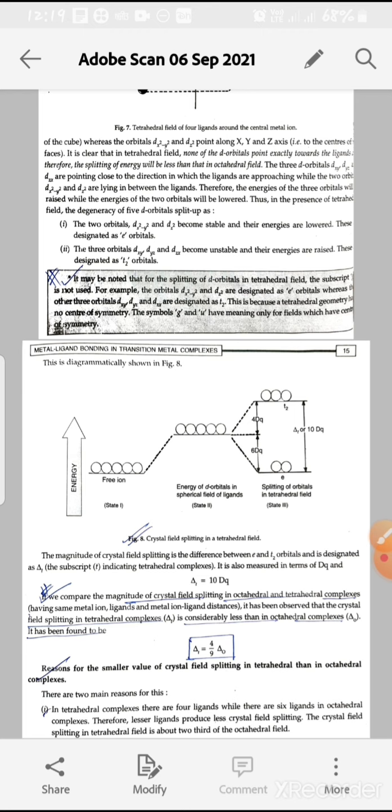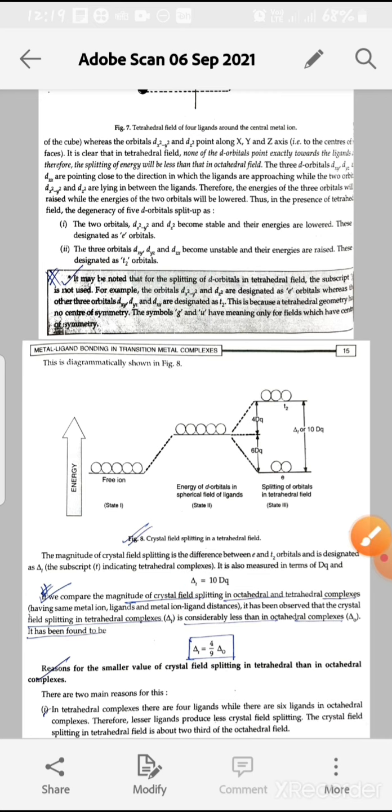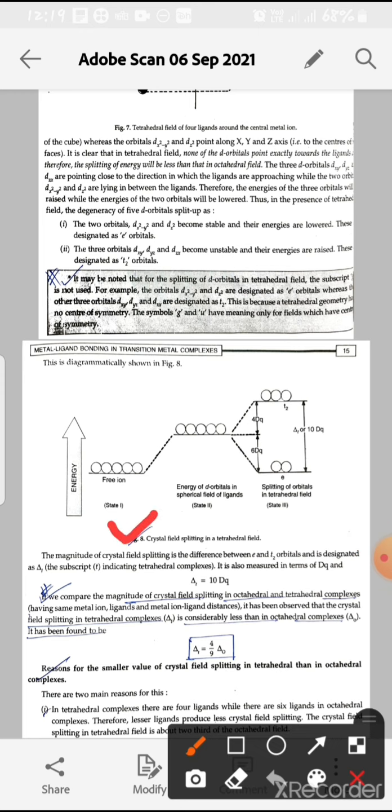So there will be 10 Dq energy level. So delta T is equal to 10 Dq. So this is also equal to delta T is equal to 10 Dq, that is tetrahedral splitting. So this is the diagram in tetrahedral complex.